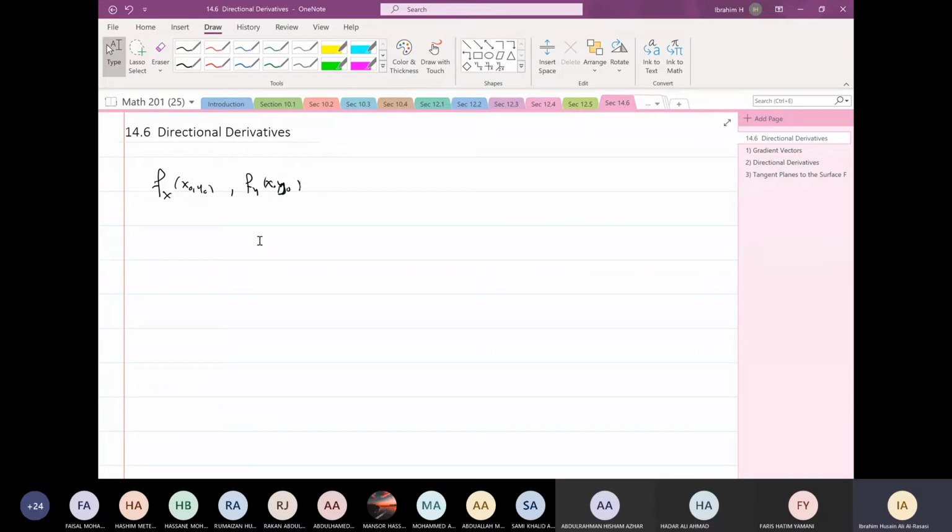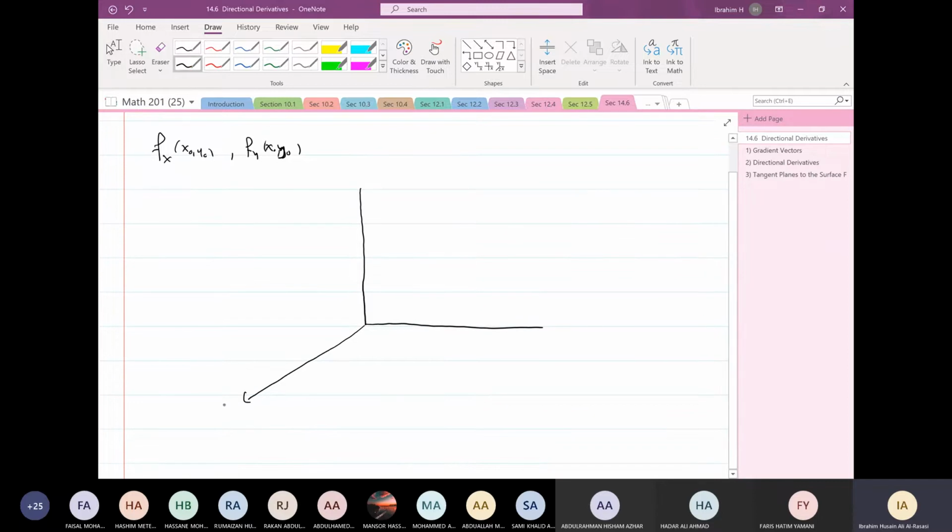If you know the geometric meaning of f sub x and f sub y, this section is over. This section becomes very simple. So let me recall the geometric meaning of these two things. In this space, this is x, this is y, and this is the z-axis. You have a point x0, y0. And this is the surface, z equals f of x, y. You have a surface.